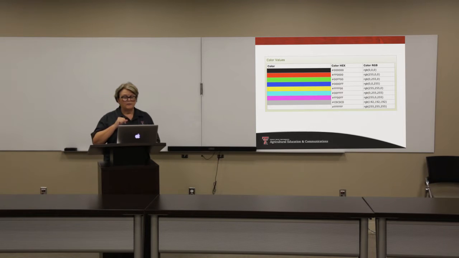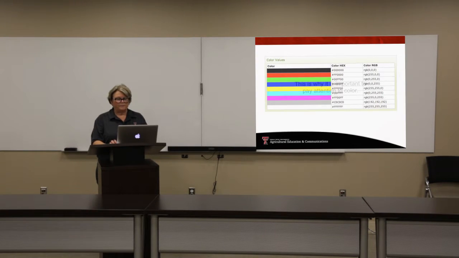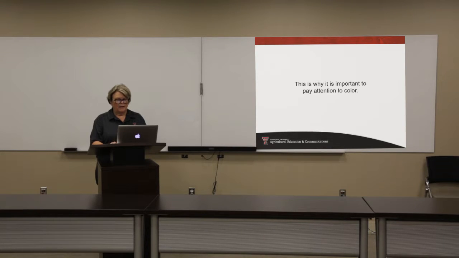But pound and then 6 zeros is black, and then pound and 6 Fs are white. So to me, there's no rhyme or reason, but there are plenty of places on the web that will give you the colors that you want. The tech red color in hex is pound CC0000, 4 zeros. I know, I have to do that all day whenever I'm changing things for web or for emails even. Anything that's digital. So let's go on to, and this is why it's important to pay attention to color.